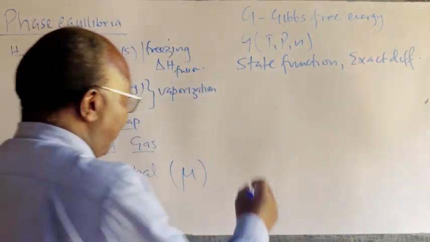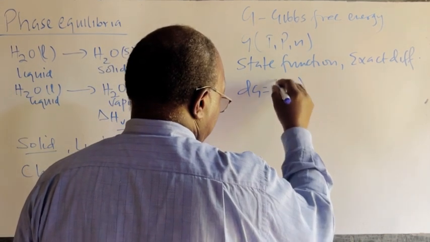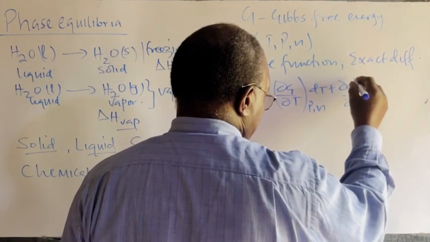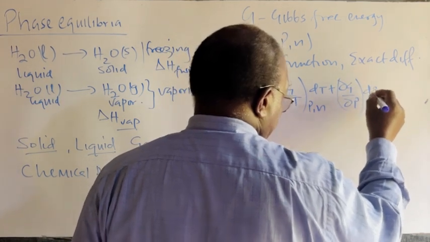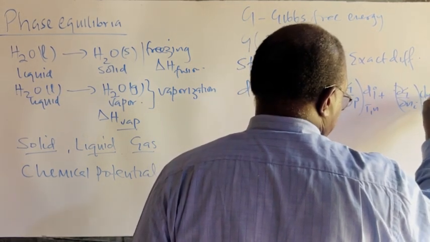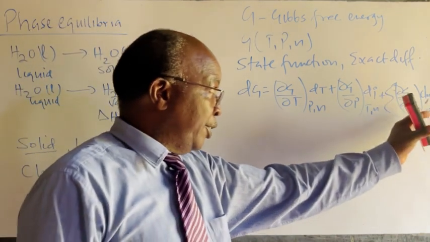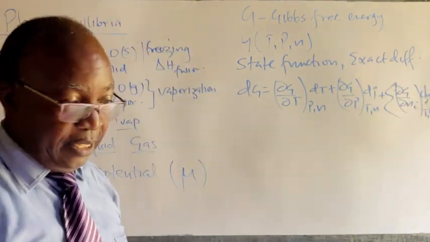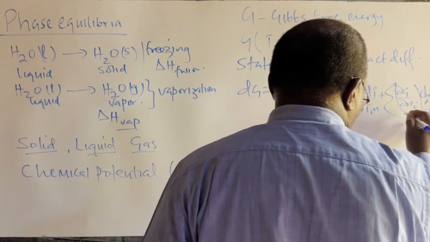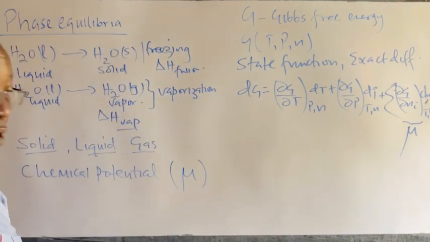Therefore, we can write the total derivative for G as dG equals (del G/del T) at P and N kept constant, dT, plus (del G/del P) at T and N kept constant, dP, plus (del G/del Ni) at T and P kept constant, dNi, and that is summed over the number of chemical species. And that molar Gibbs free energy, or this quantity, which is a partial property of that function, is what we call the chemical potential.